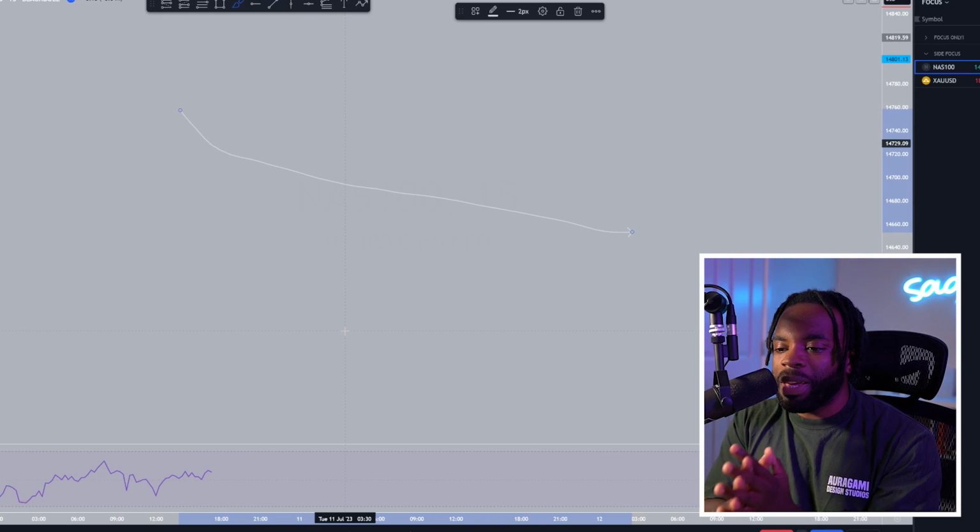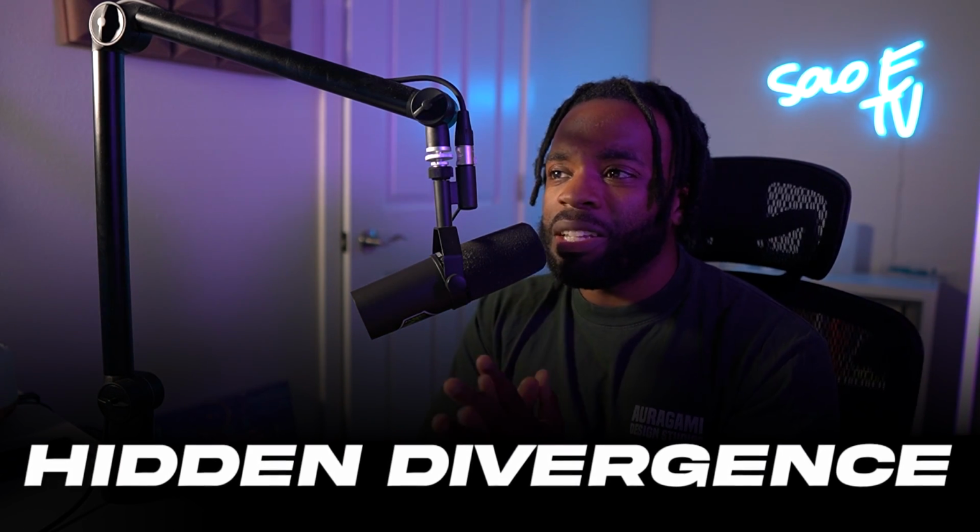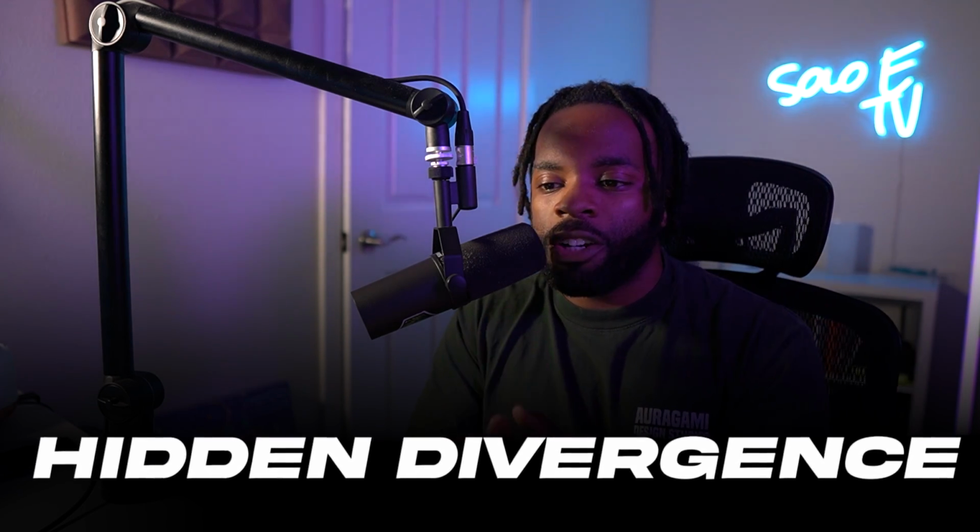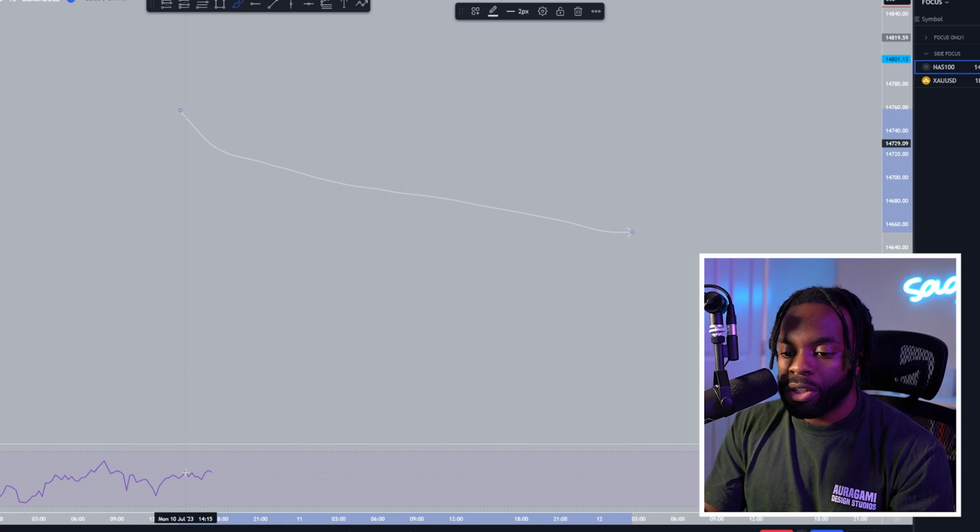Another thing that we have to pay attention to is realizing what we call hidden divergence. Basically, hidden divergence is internal divergence outside of major divergence. So when we're looking at structure, usually internal divergence will be seen here instead of something like that. We have to pay attention to the internal hidden divergence.